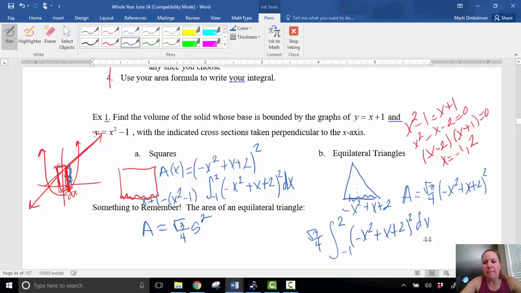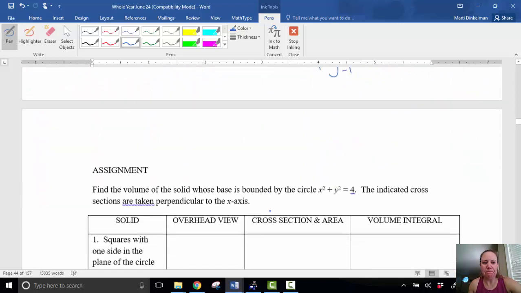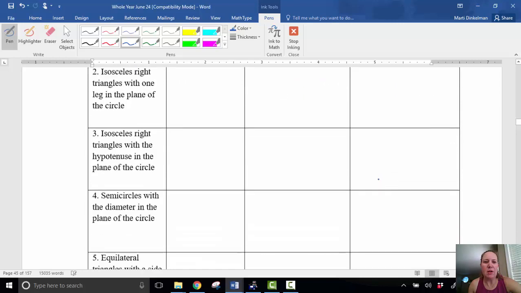squared. Okay, so again, my advice is to lay that shape out and see if you can figure out what the area is going to be. So this assignment is set up so that you can draw an overhead view or at least have the shape in there. This cross section and areas where you really drew your strange loaf of bread, and then just the volume integral, not calculating all the way out.